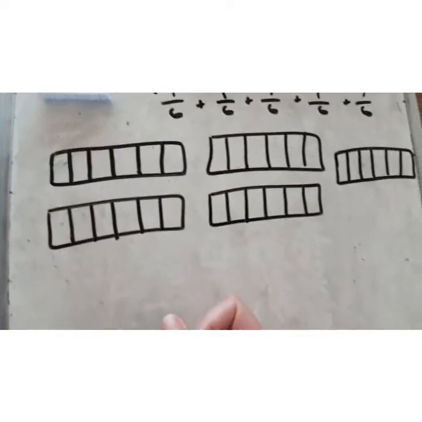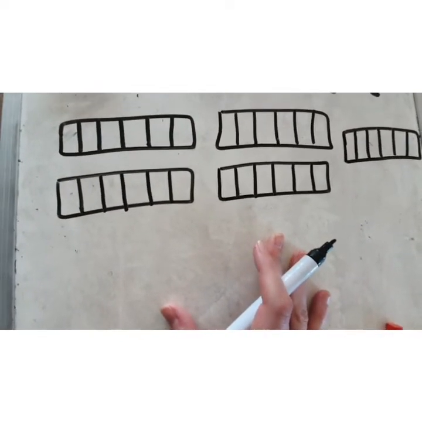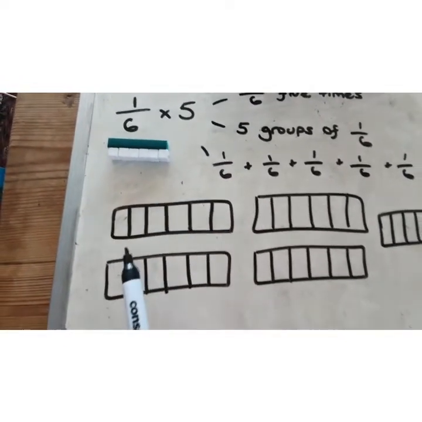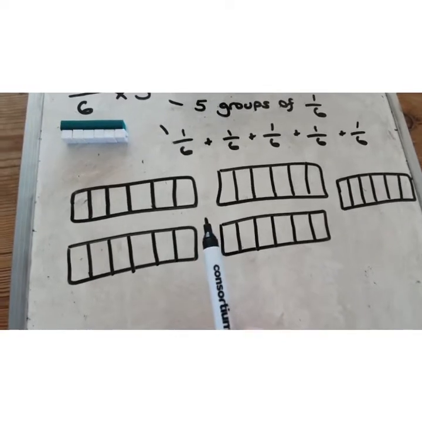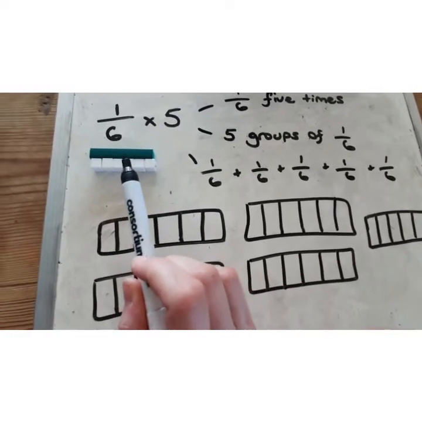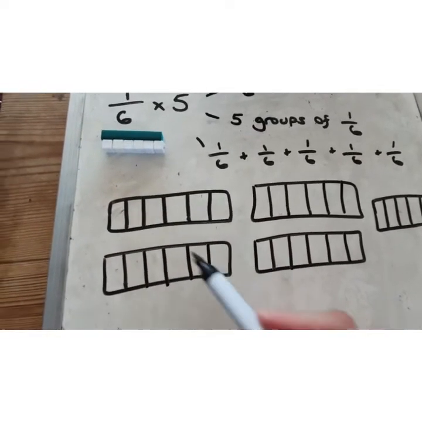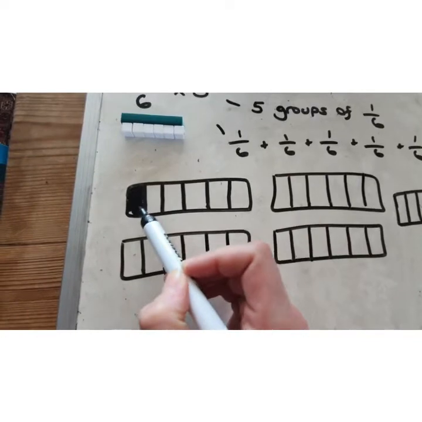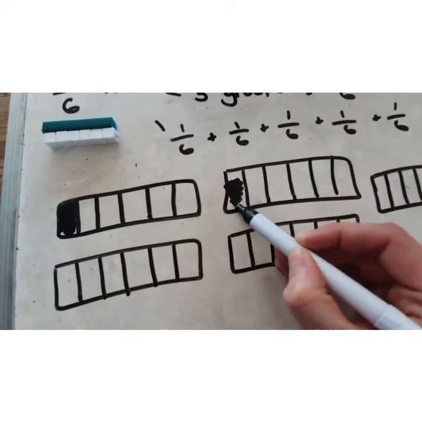So another way you could do it is by drawing out your sixths. Now, I've drawn 5 because our integer is 5. I've drawn 5 rectangles, and I have divided them into sixths because our denominator tells us how many our whole is divided into. So if you colour in 1/6 of each rectangle, that's 1/6. And then we've got this 5 times.